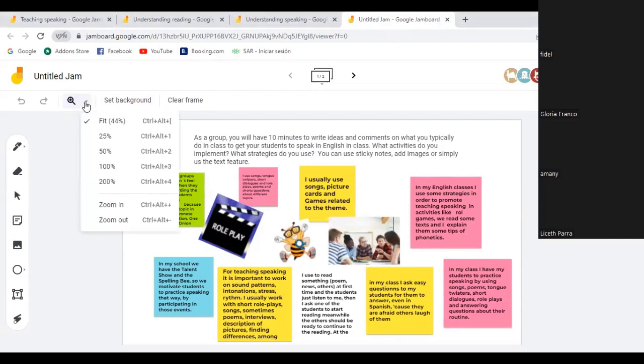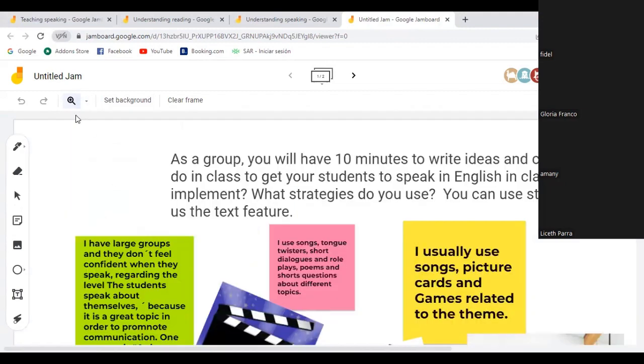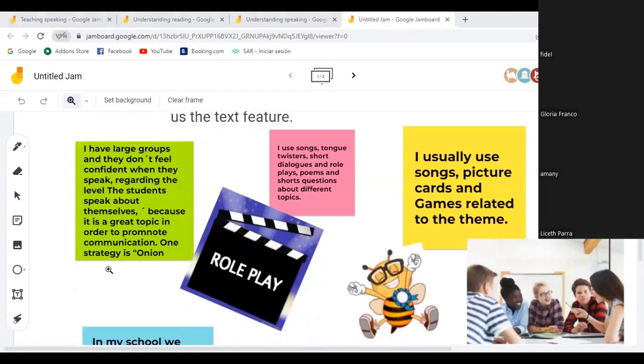Okay, well, I'd like to share something, but I have some problem with my internet connection. I'm going to try to speak faster. Okay, mine is color green.